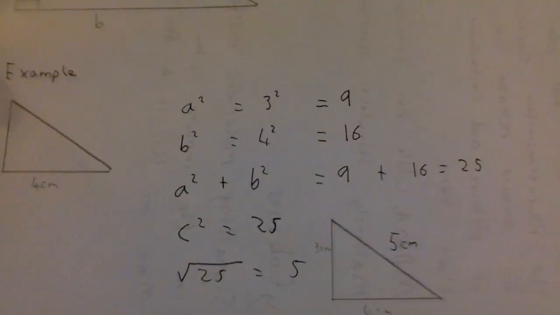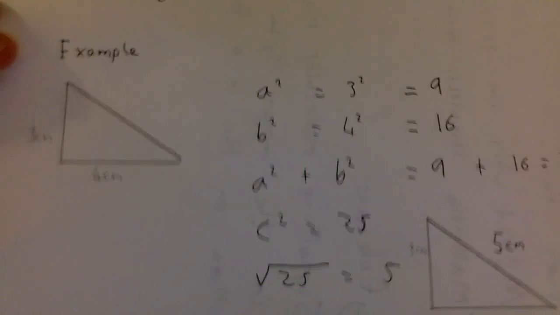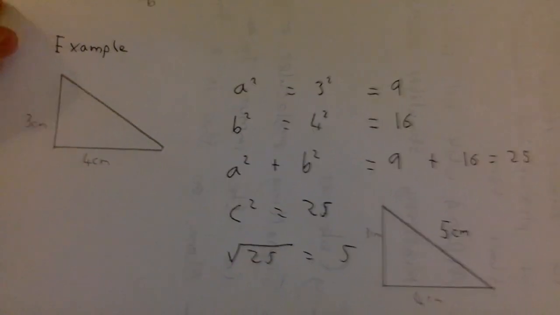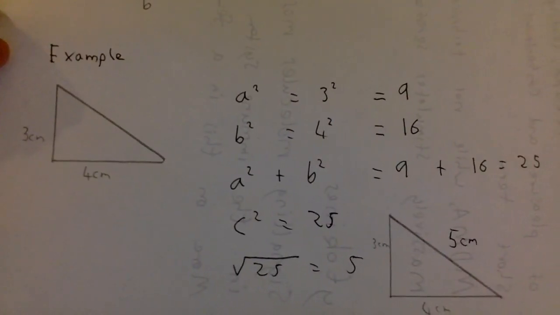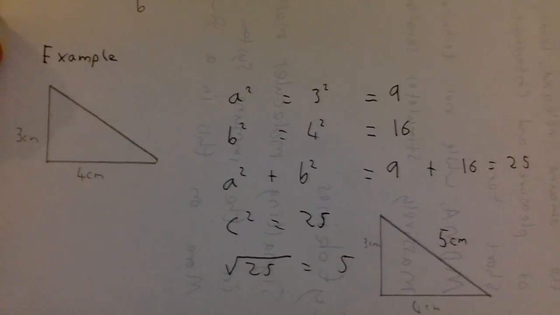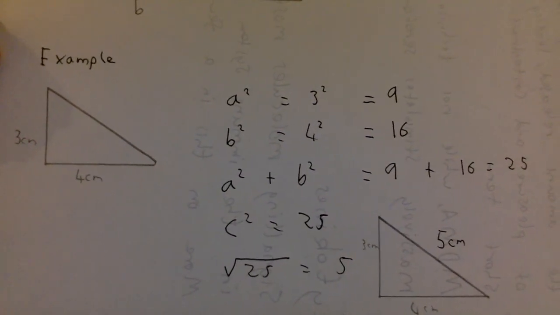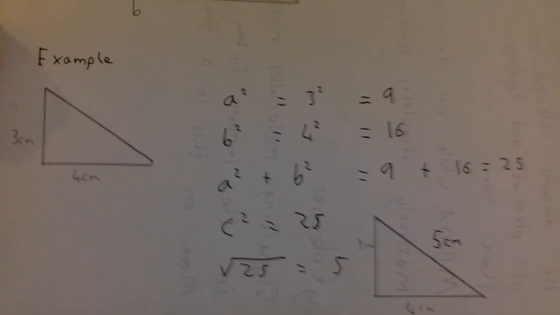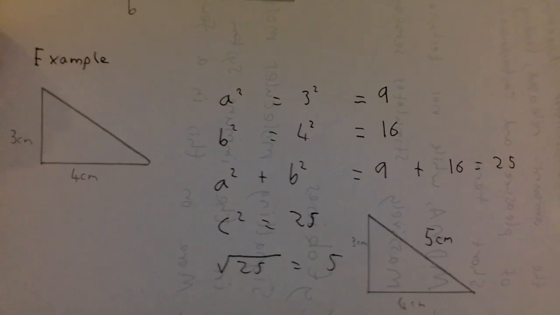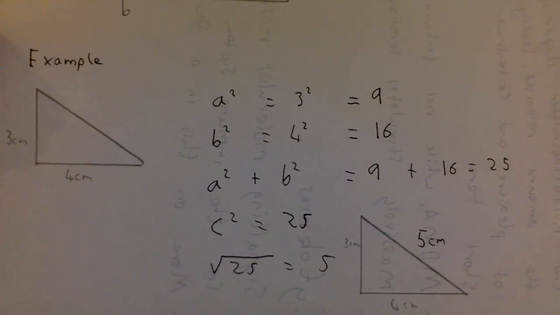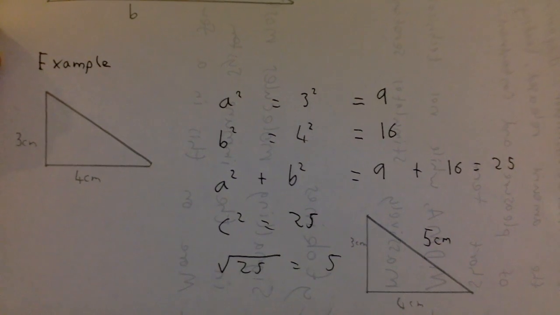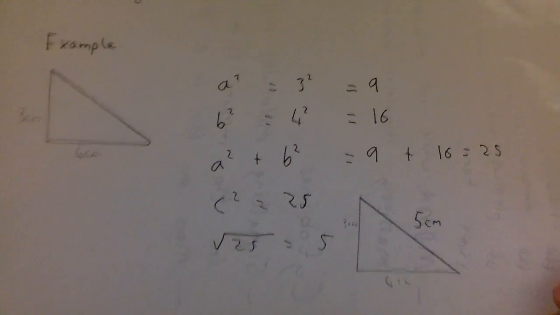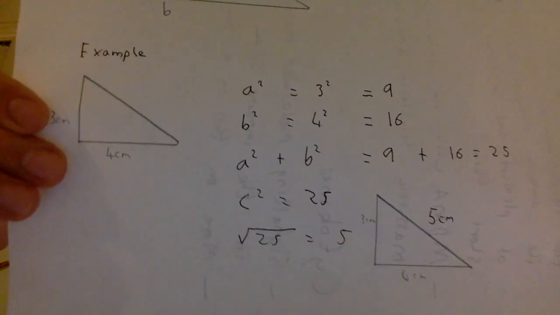So we've got a triangle with one side 3 centimetres and one side 4 centimetres, okay? So a squared would be 3 squared, which gives us 9. B squared, in this case, is 4 squared, which gives us 16. A squared plus b squared is 9 plus 16, so that gives us 25. And then finally, we need to do the square root. That's what this sign just here means, the square root of. The square root of that gives us 5, okay?